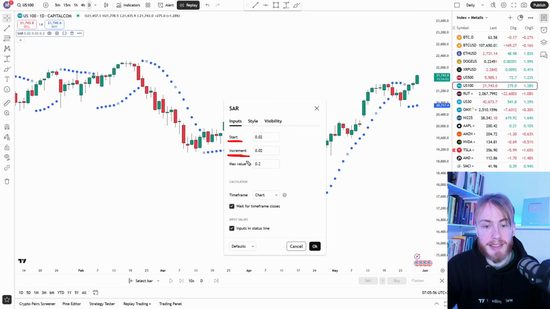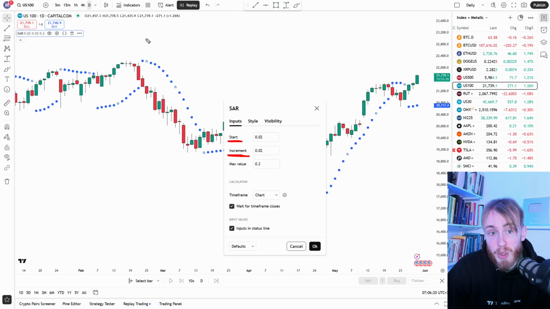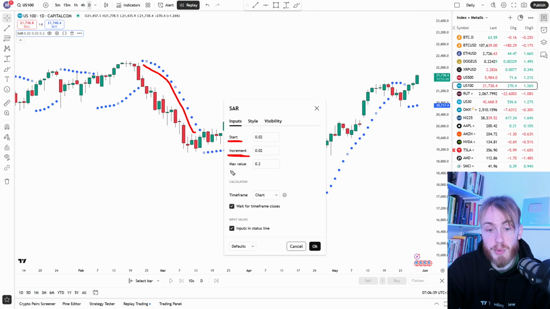While the increment here is about how the SAR accelerates over time. So this one basically explains how quickly the dots, like for example right here, will move closer to the price. And last but not least, we have the max value, and this is simply the maximum speed of the dots.